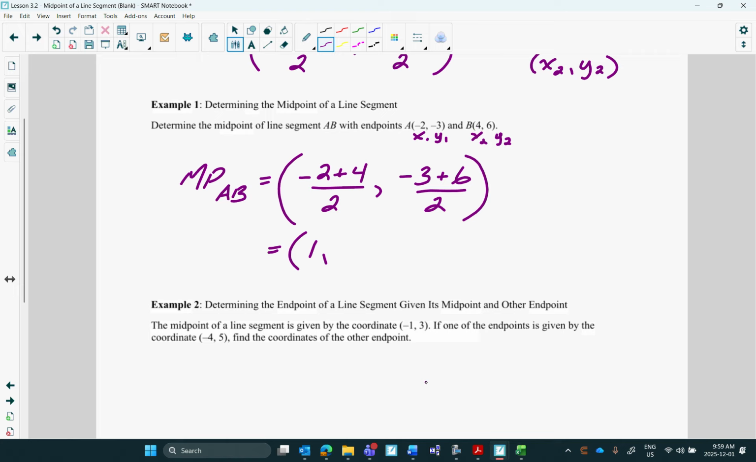Do we have to go to decimal? No. We can just leave it like this. I mean, if you did 1.5, it's still right. You don't need to. You can just leave it as a fraction, and you don't have to change it to a mixed number. We already talked about that last year. That's it. Pretty straightforward.